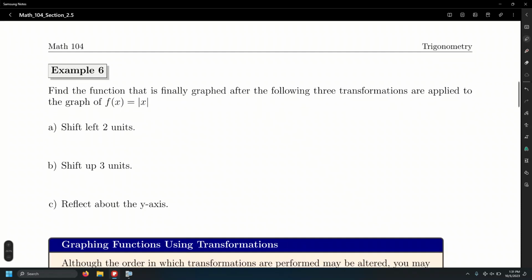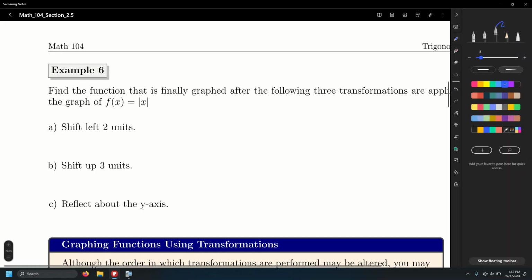For example number 6, they're asking us to find the function that is finally graphed after the following 3 transformations are applied to the graph of f of x equals absolute value of x. Number 1, part A: shift the graph to the left by 2 units. What would you do to this function so it looks like it is shifted 2 units to the left? You would write f of x equals, inside of the absolute value brackets, x plus 2.